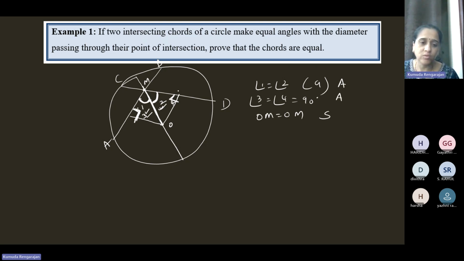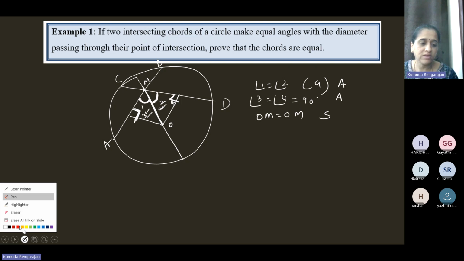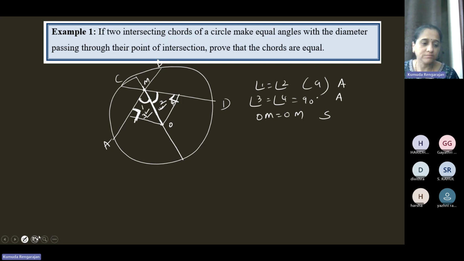Because for these two angles, this is the included side. For this angle and this angle, this is the included side. No. So we don't have these two sides equal. We have some other side, OM equal to OM, common side. So by the AAS criterion, the two triangles are congruent.